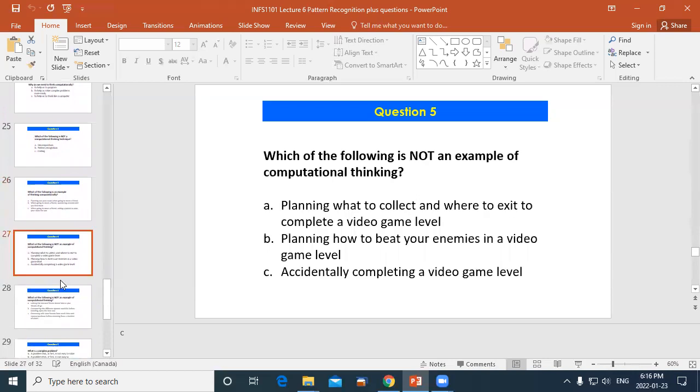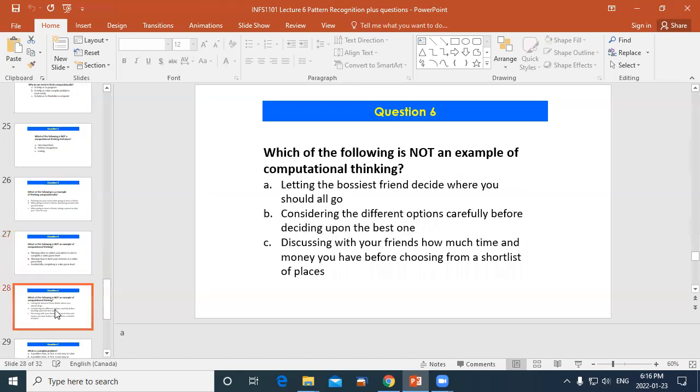Which of the following is not an example of computational thinking? Not planning to collect and where to exit to complete a video. That's kind of an example we had, right? How to beat your enemies. Yeah, good. I think the two that have the planning on how, that's computational thinking. Accidentally is not computational thinking. Good answer. Thank you.